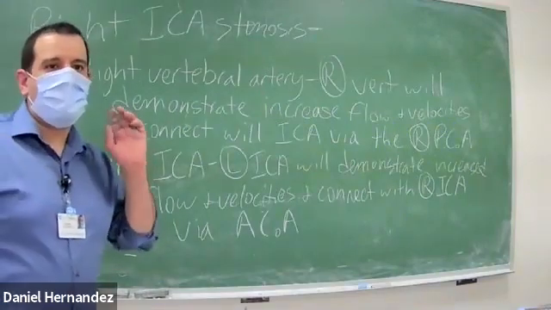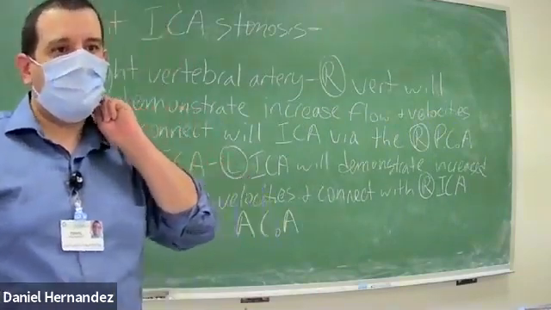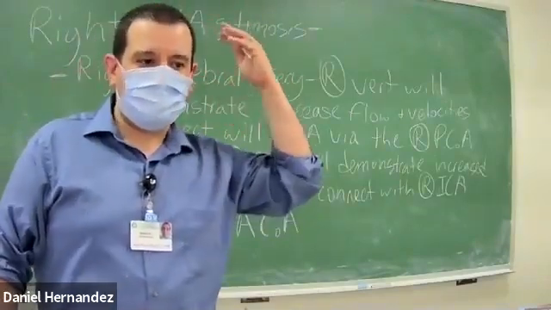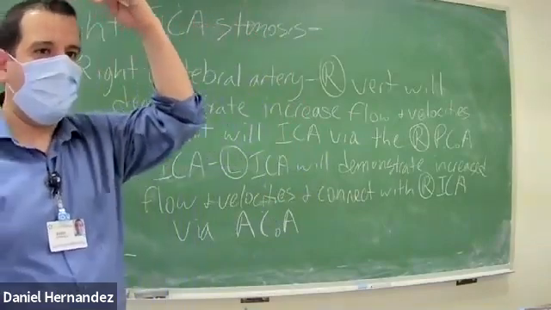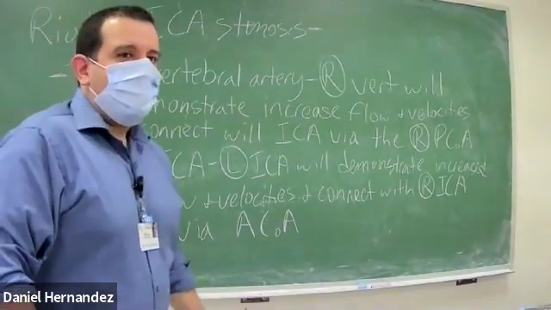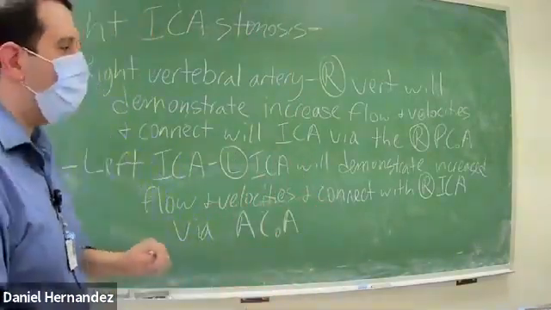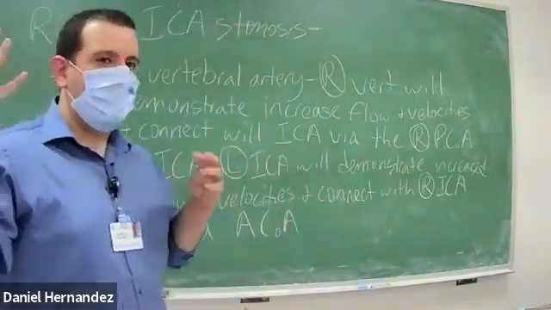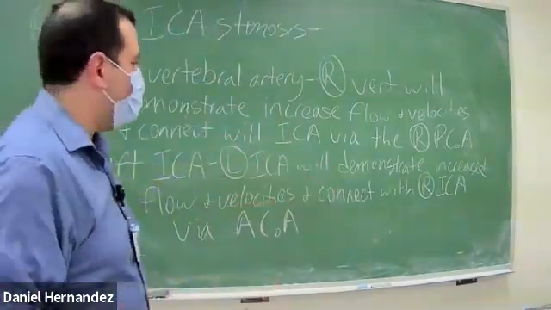So if we have a blockage on the right side, our left side is going to compensate by increasing flow to the brain. So we have increased flow, increased velocities going up the other side, and then it's going to be shunted over to the right side of the brain via the anterior communicating artery. Basically that's the body's main mechanism for compensation when there's blockages. So if we have a blockage on one side, you have to think about which vessels are going to dilate and increase their velocities, increase their flow as a compensatory mechanism.